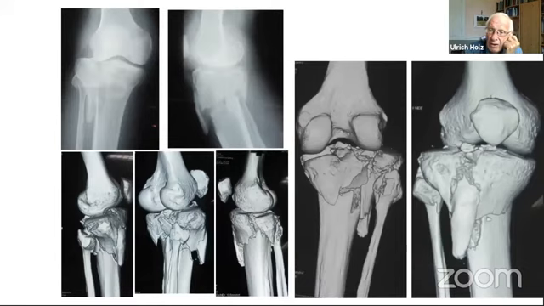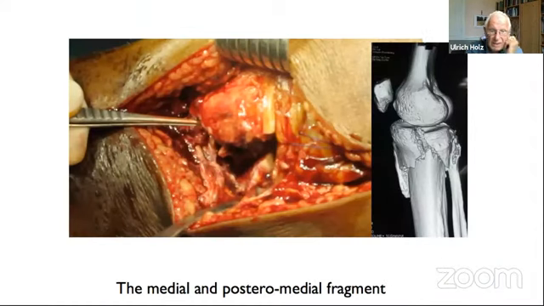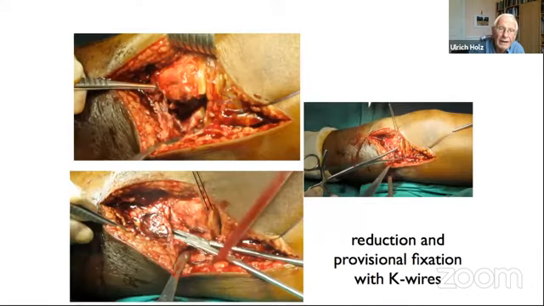Here we have a more difficult bicondylar comminuted fracture. Here there is a medial and posteromedial fragment. You see the medial fragment, the posteromedial fragment. This is the posteromedial fragment with a huge gap. This is approached by a posteromedial approach. Here the pes anserinus can be seen. The fragment is reduced, stabilized provisionally by a sharp reduction clamp.